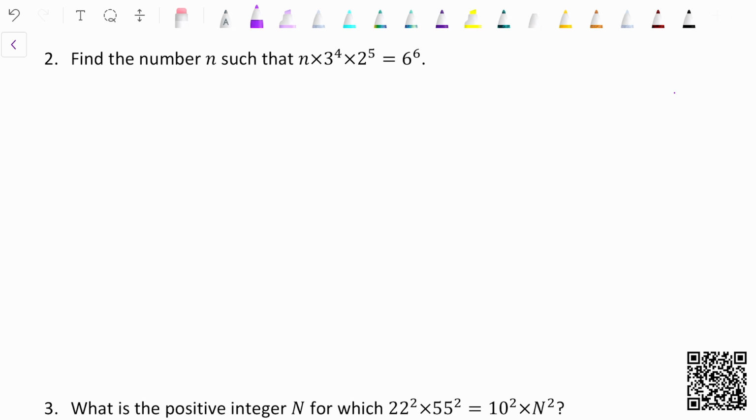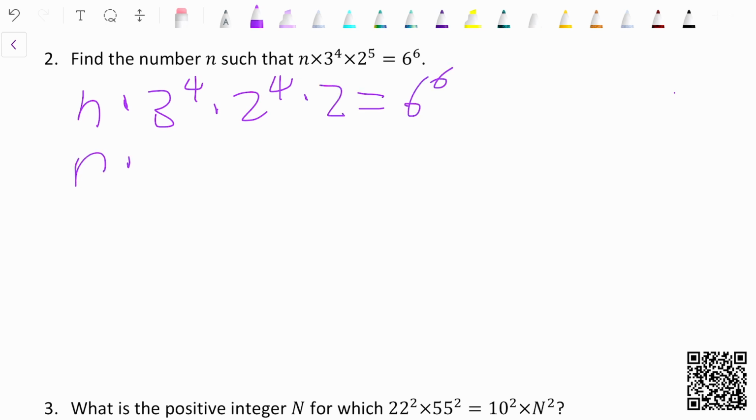Well, first of all, we can make these terms combine by first creating n times 3 to the power of 4 times 2 to the power of 5. So we could take out one 2, so we get 3 to the power of 4 times 2 to the power of 4 times 2 equals 6 to the power of 6. Whereas you would get 3 to the power of 4 times 2 to the power of 4, which would give 6 to the power of 4, times 2 equals 6 to the power of 6.